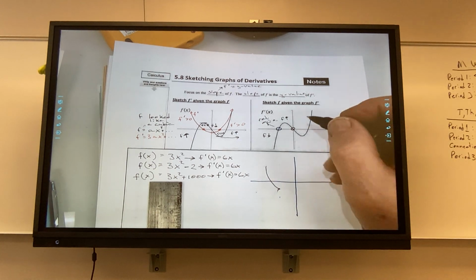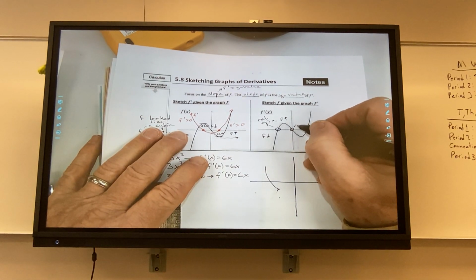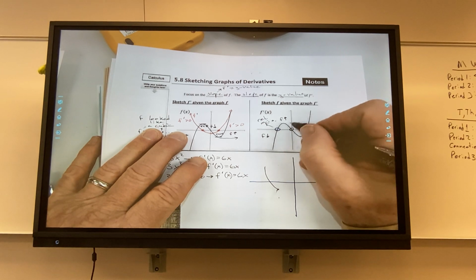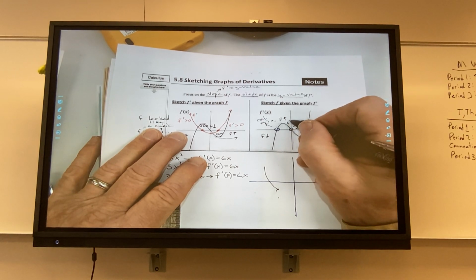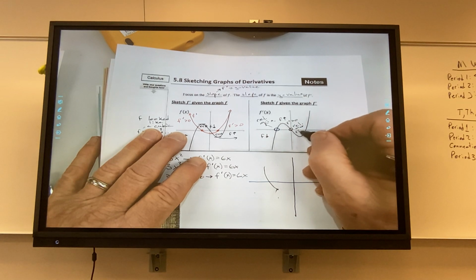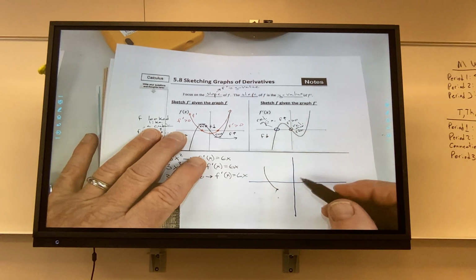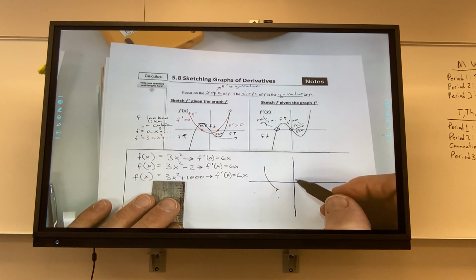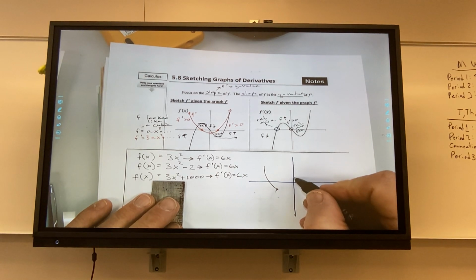Relative max. Yeah, it's a relative max. Oh, yeah, that makes sense, because you're going from positive to negative. So, somewhere on the x-axis, I have a relative max. I don't care where it is. So I'm gonna put it here.